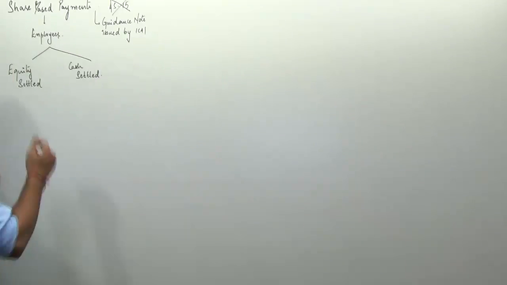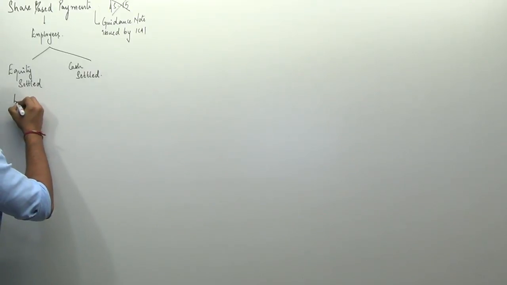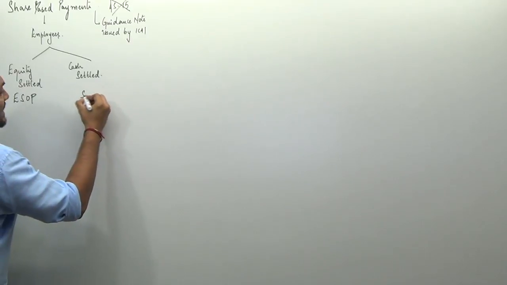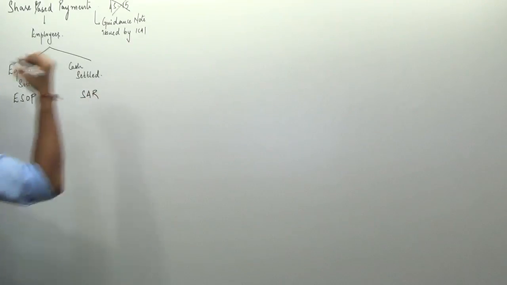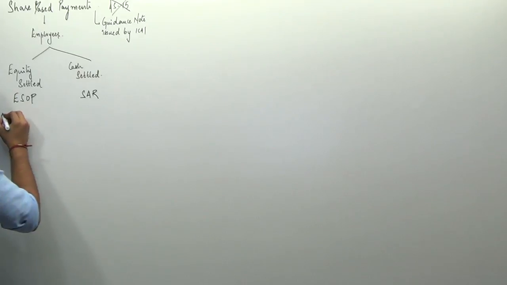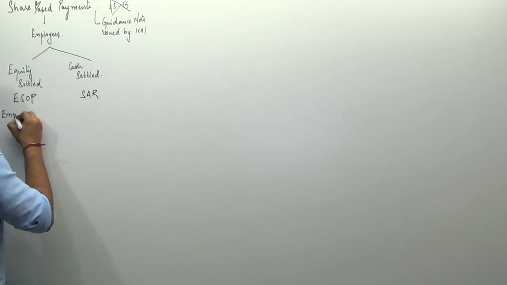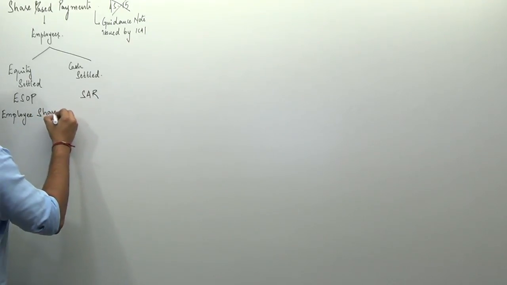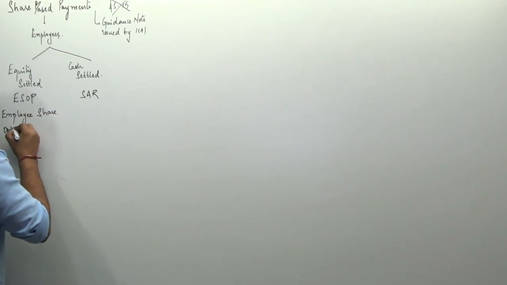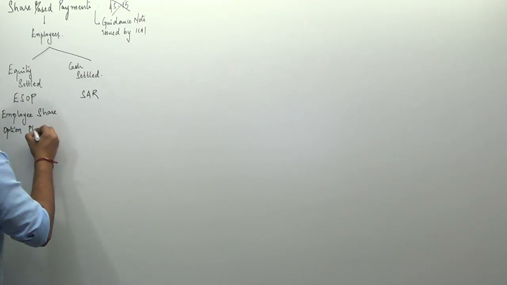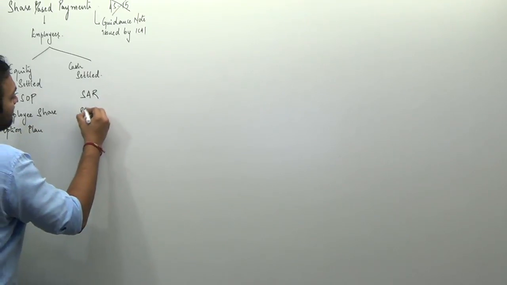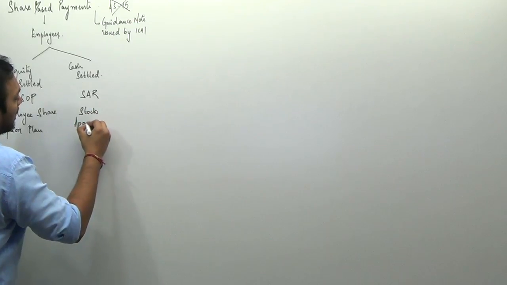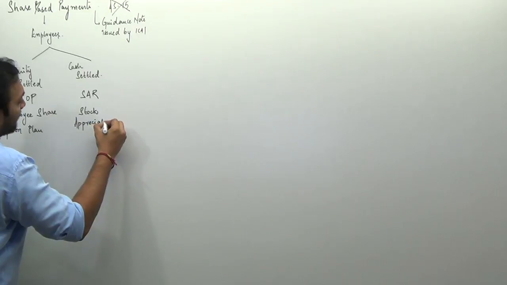So, these equity settled schemes are called ESOPs. These cash settled schemes are called SAR. ESOP stands for Employee Share Option Plan. SAR is Stock Appreciation Right.